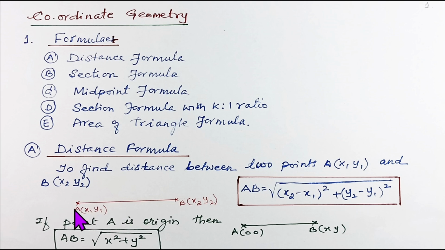If the point A(x1, y1) is the origin, then x1 becomes 0, y1 becomes 0. Therefore, AB is equal to square root of x squared plus y squared. Remember that.